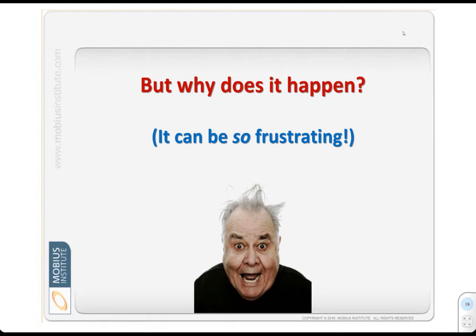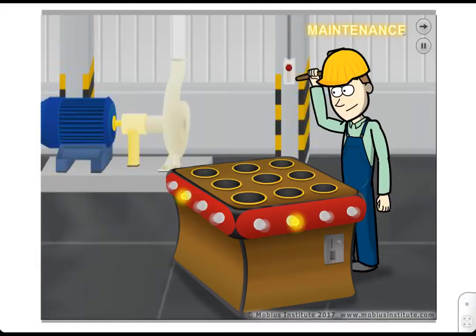It can be frustrating from a business point of view that you're unable to satisfy customer needs. It can be frustrating from a production point of view that you're not meeting your targets and you're dealing with problems all day long. And it can sure be frustrating from a maintenance point of view, dealing with constant breakdowns, that we have to repair this problem and deal with that problem and deal with the next problem. You really would like to get on top of everything.